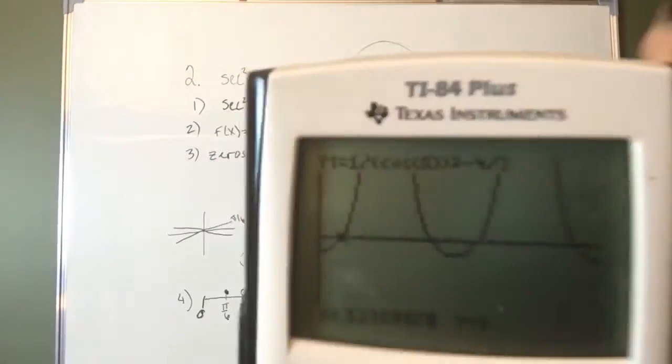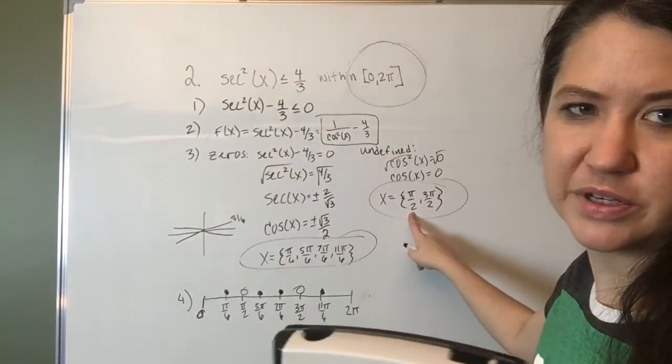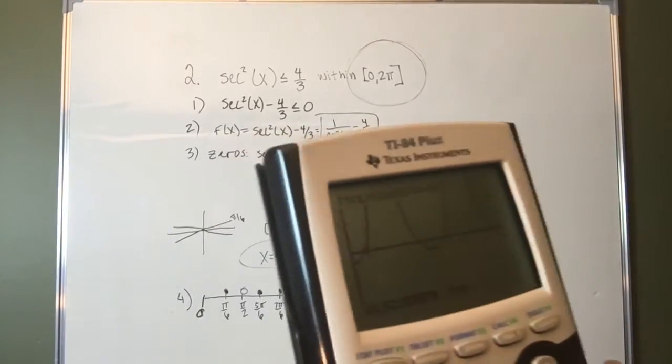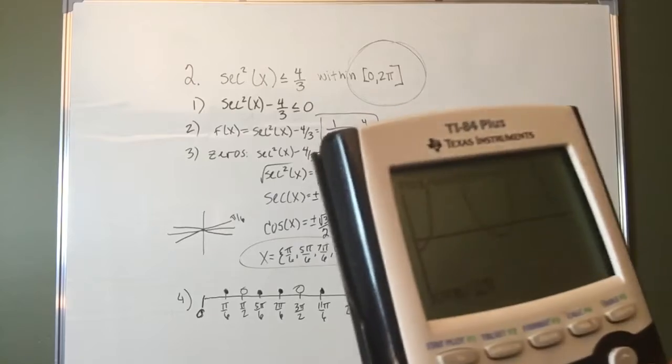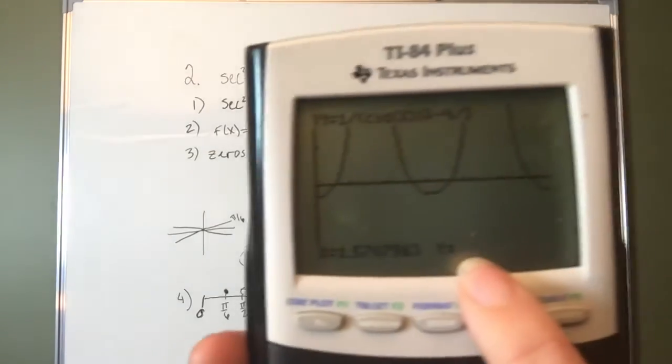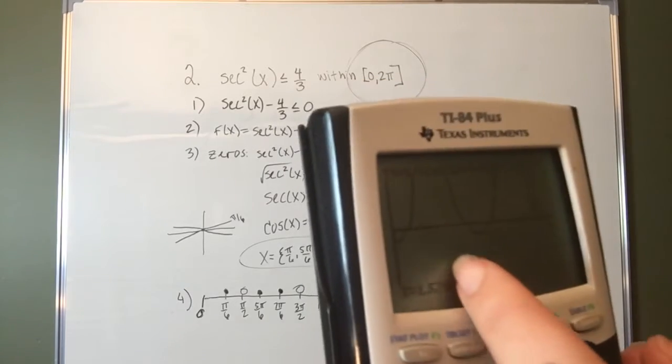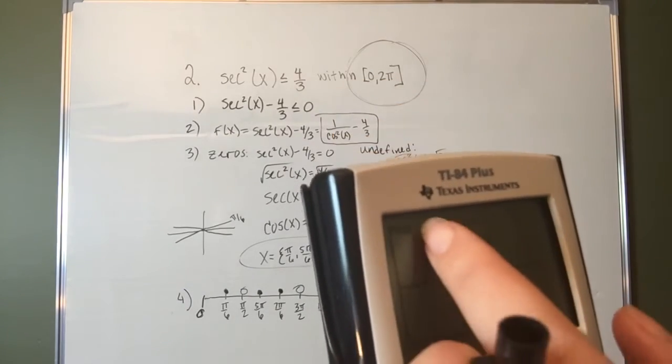Now what if we typed in pi over 2? What would happen, do you think? Let's find out. So the function's undefined there. If we type in pi over 2, wow, look, we get nothing back for y. So that's verifying that it is undefined. It's actually an asymptote that you would see in the graph here.